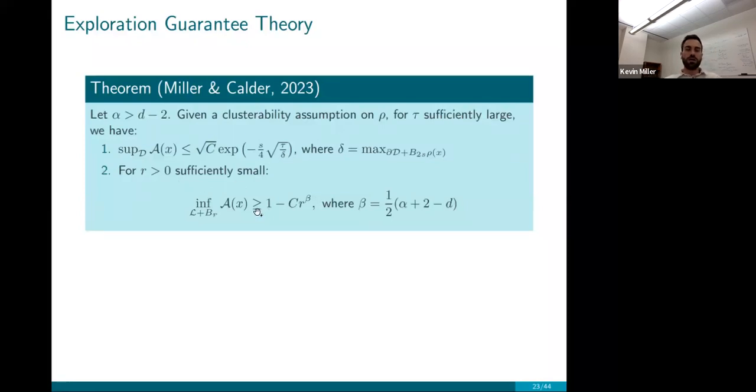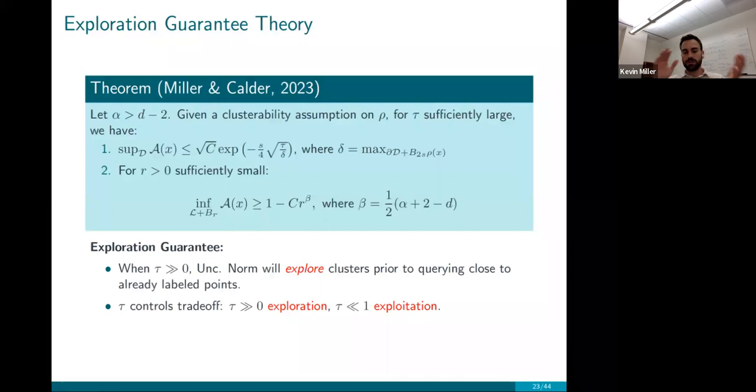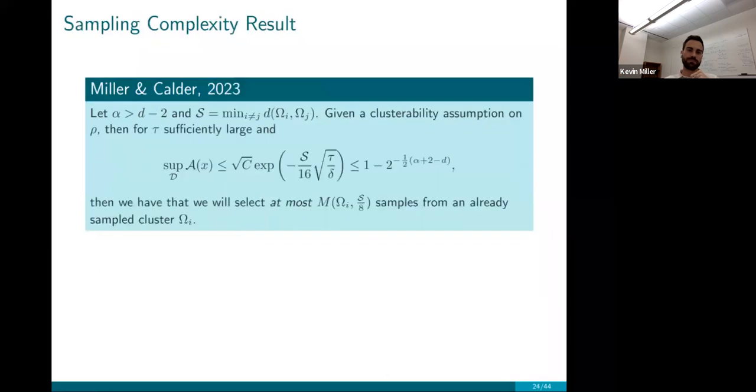But then also we have a lower bound in balls of radius r around the labeled points, where these balls of radius r correspond to how large of a ball of radius r you can fit into the cluster, so that you have a relatively large value of rho in there. So by comparing these two, we can see this straightforward relationship of how tau controls exploration. So that when tau is sufficiently large, we will explore these unexplored clusters prior to querying close to already labeled points. So for tau relatively large, we get exploration. For tau small, we get exploitation.